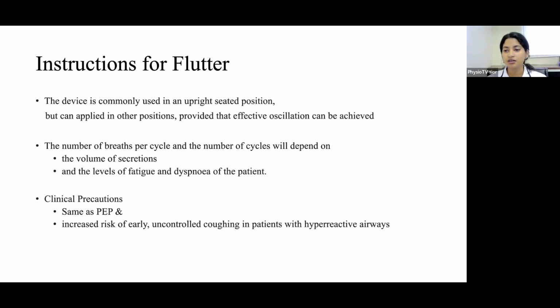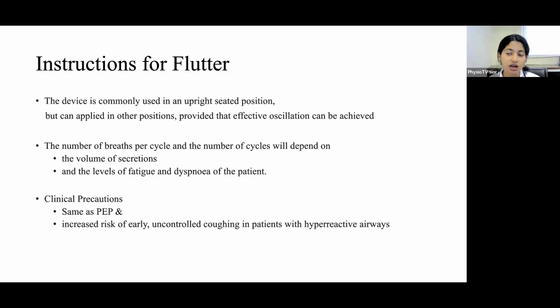First is again the same patient position that was followed for the low PEP therapy. So upright seated position, but this device can also be given in other positions, like in PD, only until the oscillations are effectively being produced. The number of breaths, just like low PEP and high PEP, would depend on how much volume of secretions is present in the airways, and the fatigue and dyspnea levels of the patient, how much the patient is able to tolerate this therapy.